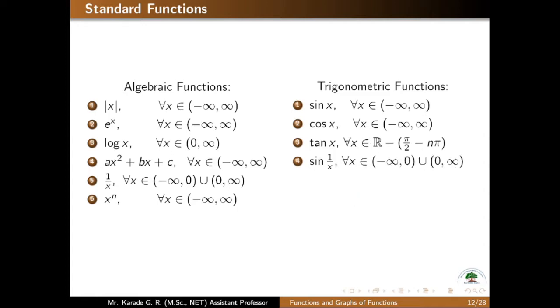So next is the sin 1 by x function. It is defined for all real numbers except 0. Next function is x square into sin 1 by x. For all x belonging to minus infinity to infinity, it is defined for all real numbers. Next function is x into sin 1 by x. It is also defined for all real numbers. So these are the functions which are included in this lecture. Okay, and we see the graph of these functions.